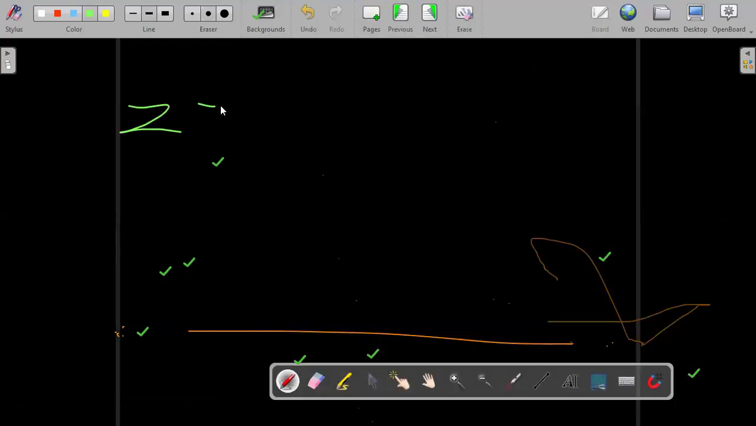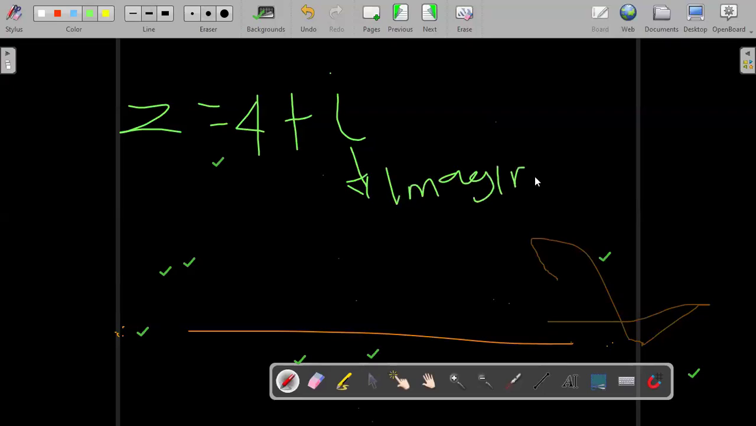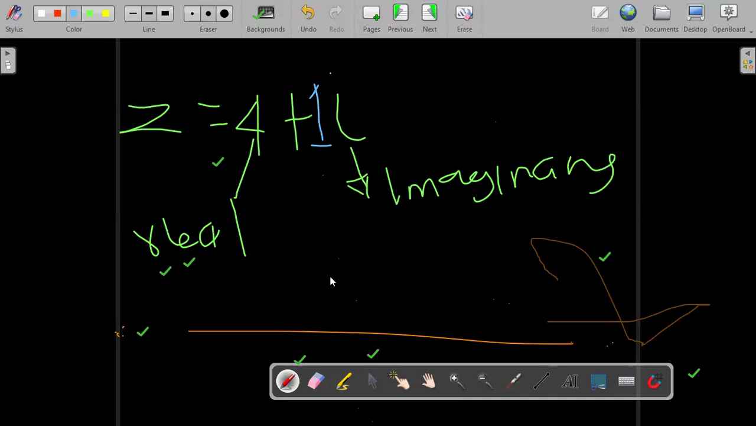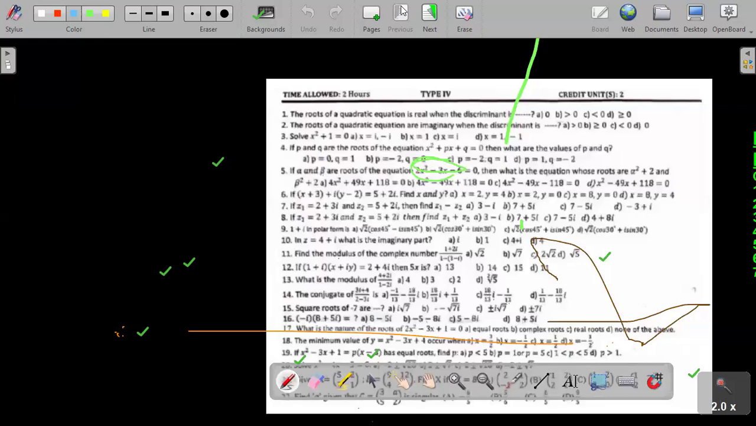You're given z as 4 plus I. The imaginary part is what you're asking us to find, while the 4 is the real number. So the coefficient of the imaginary number is simply 1. That satisfies option B.